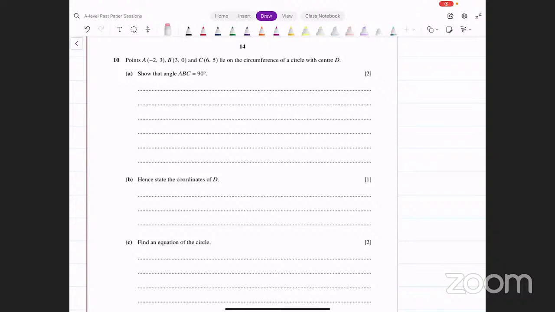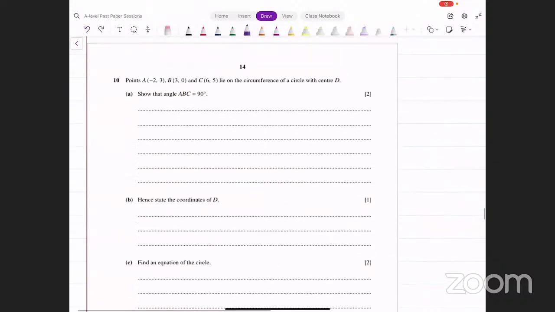We can find the gradient of AB. AB का gradient निकाल लें और BC का gradient निकाल लें. And they should be negative reciprocals of each other. उनका जो product है वो -1 होना चाहिए. ठीक है, क्योंकि ABC एंगल ये बन रहा है ना, so it's going to be like this. अगर A यहाँ पर है, B इधर है, C इधर है, ये 90 बन रहा है, तो AB और BC perpendicular होने चाहिए एक दूसरे के. Let's find their gradients.